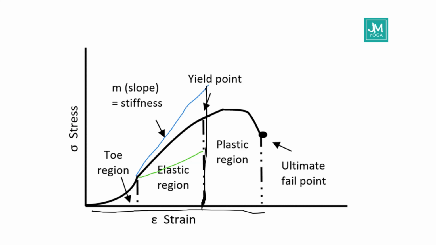Okay, that's that area. The yield point is the end of the elastic region. After that, we have this plastic region where it's no longer linear. Do you see that? It's now curved. And the further strain we get, the less stress it can take. It goes down instead of up and to the right. That is for material failure.